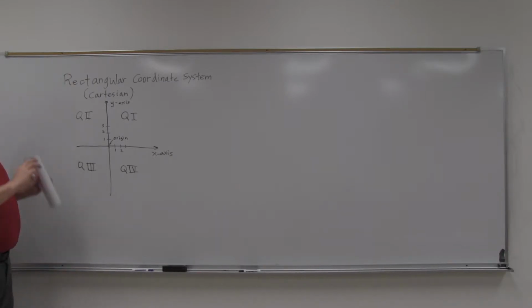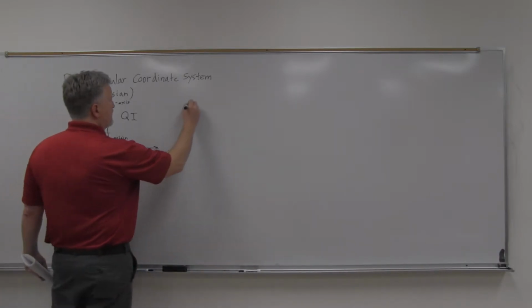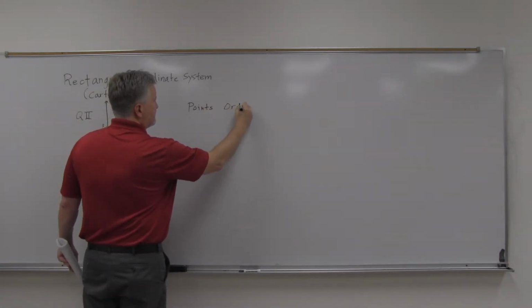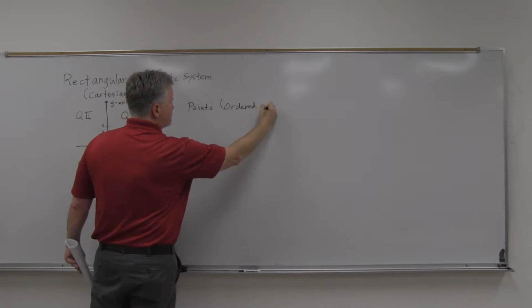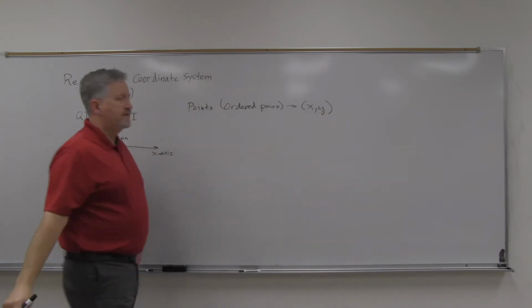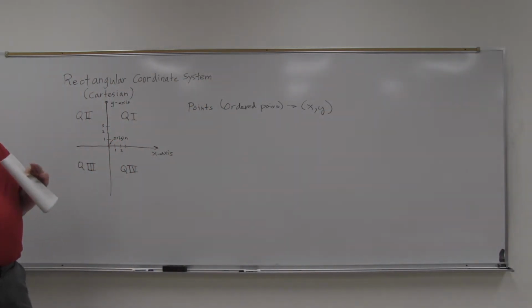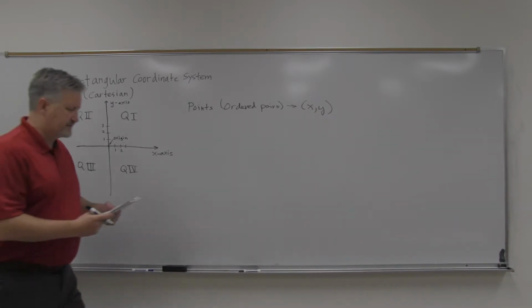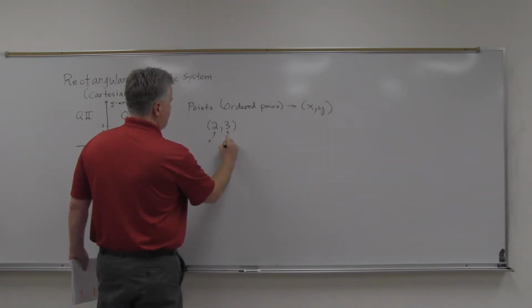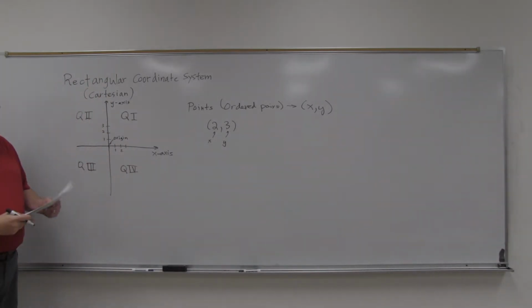So what we have is a way to label points in this system, and points are ordered pairs. Sometimes they're called that because they are prescribed a certain order, right? X, comma, y. So the x coordinate is first and the y coordinate is second. That's the order of the pairs. So for instance, 2 comma 3, that means the x is 2 and the y is 3. Like I said, probably a lot of you know this, but just so we're all in the same place here.